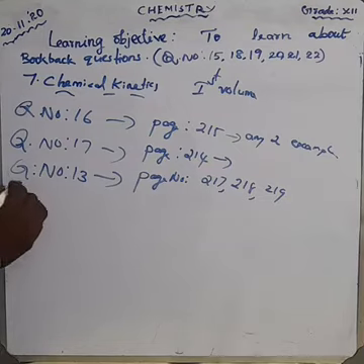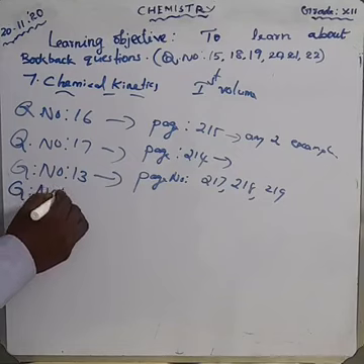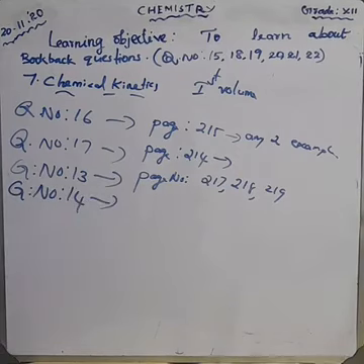Next, the 14th question. Question number 40. Write the Arrhenius equation and explain the terms involved. That's a 2-mark question. Page number 220. At the last, it has the equation k is equal to A e to the power minus Ea by RT.